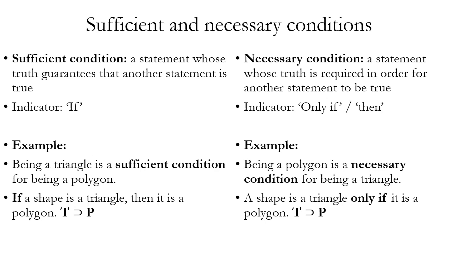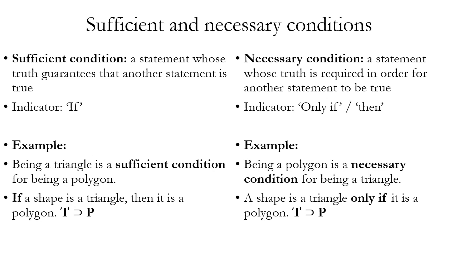Example, being a triangle is a sufficient condition for being a polygon. You could express that with the proposition, if a shape is a triangle, then it is a polygon. So you'll notice we're using the capital letter T to stand for the statement, a shape is a triangle, and the capital letter P to stand for the statement, the shape is a polygon. And so we can express the idea that being a triangle is a sufficient condition for being a polygon by the logical expression T horseshoe P.